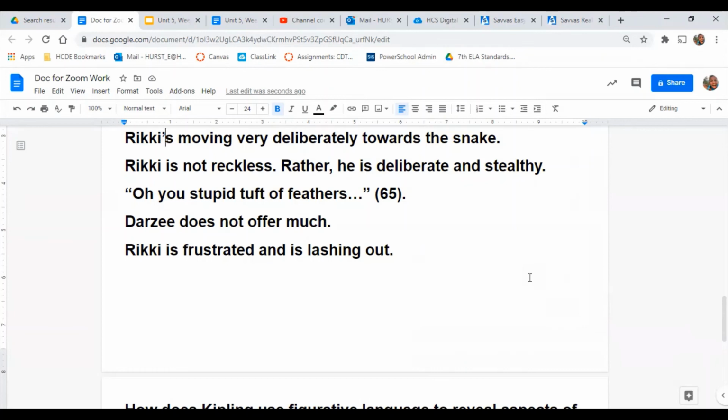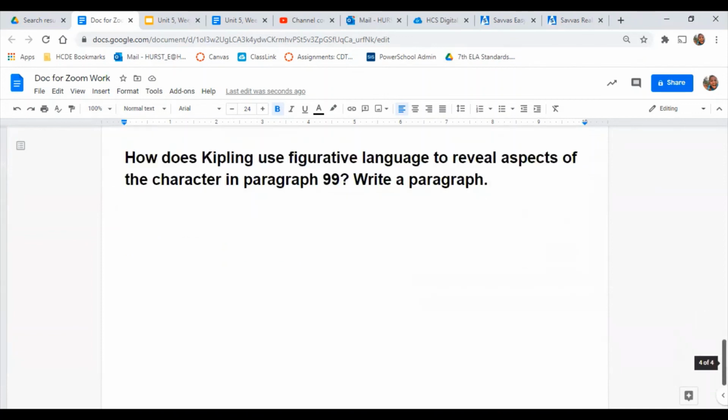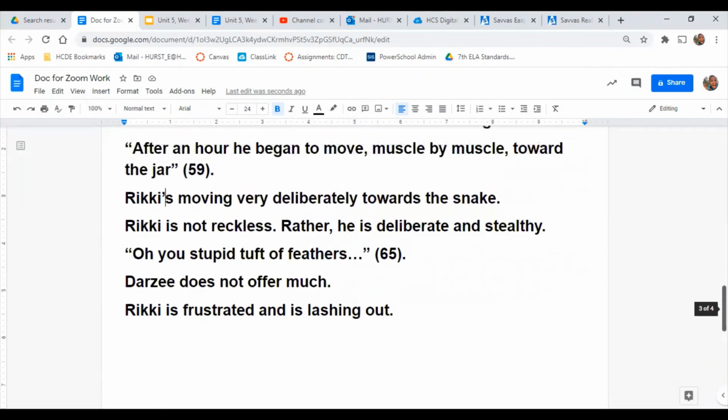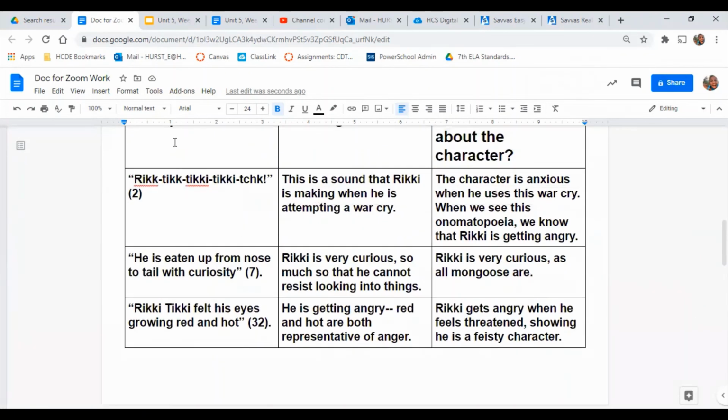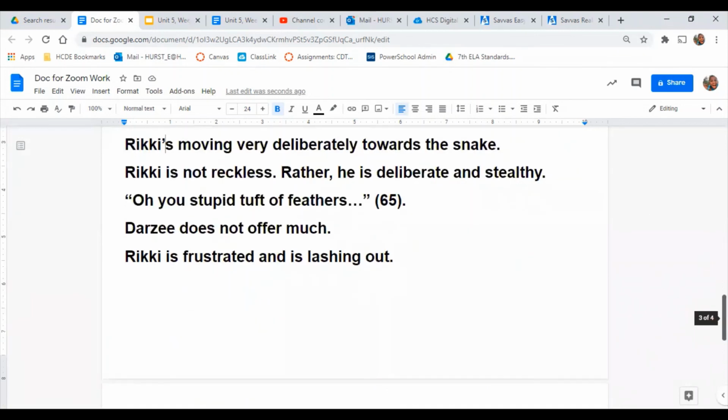Okay, so we've done 6 examples of figurative language. I want you to look at one specific paragraph in the text, and I want you to answer this question. How does Kipling use figurative language to reveal aspects of the character in paragraph 99 specifically? I want you to write a paragraph, and you can just turn your chart, right? In 99, it uses this piece of evidence, which means this, and it shows this. That's a paragraph, and you're good to go.